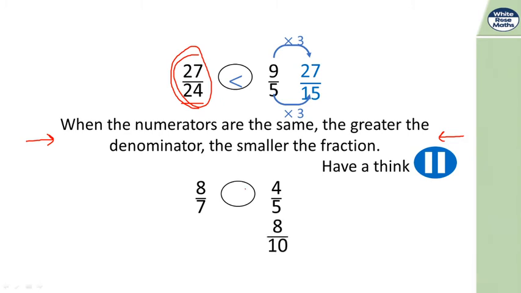Okay, so we can make 4/5 into something that's got an 8 on the top by multiplying by 2. 4 times 2 is 8. Whatever you do to the top, you do to the bottom. 5 times 2 is 10. 8/10. So just remind ourselves, when the numerator is the same, 8, the greater the denominator, so 10 is bigger, the smaller the fraction, so this side must be smaller.